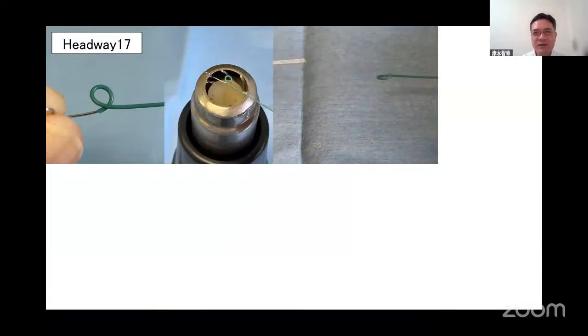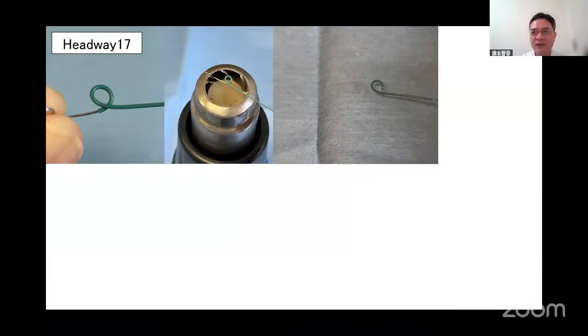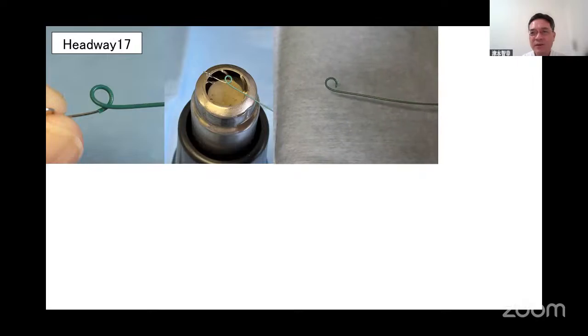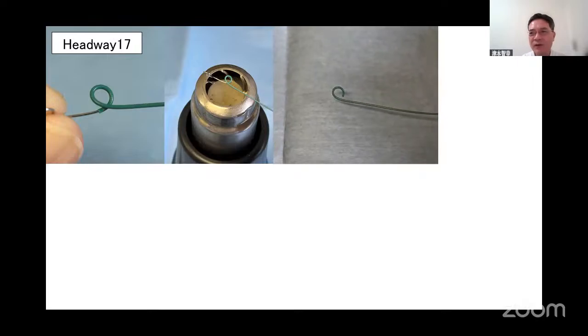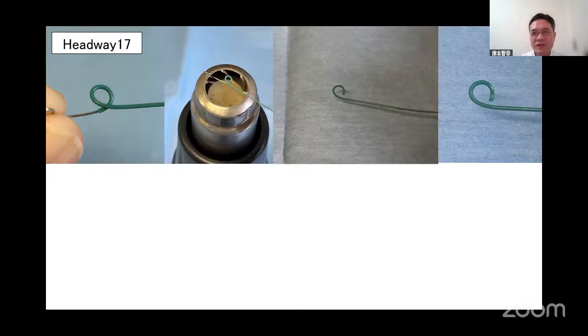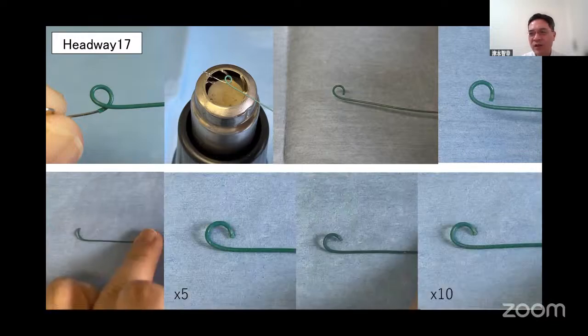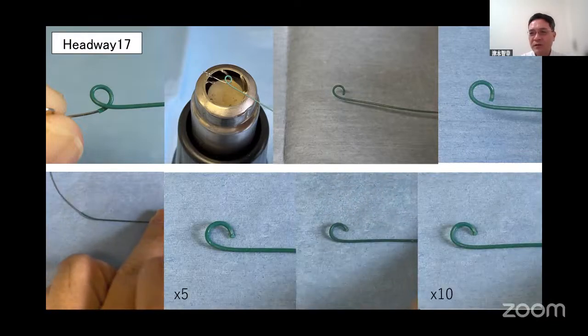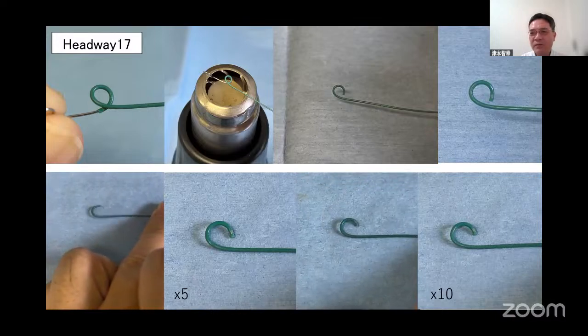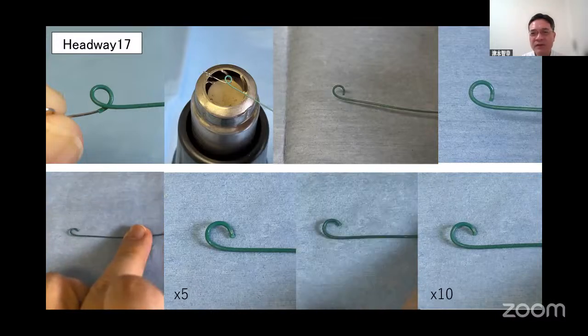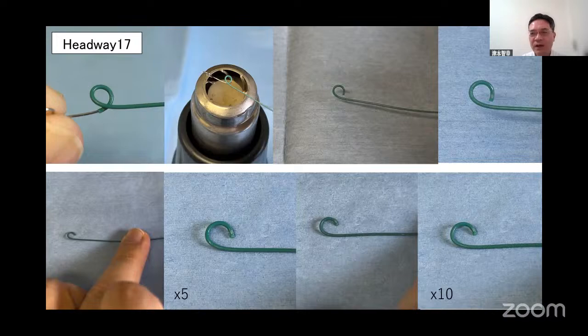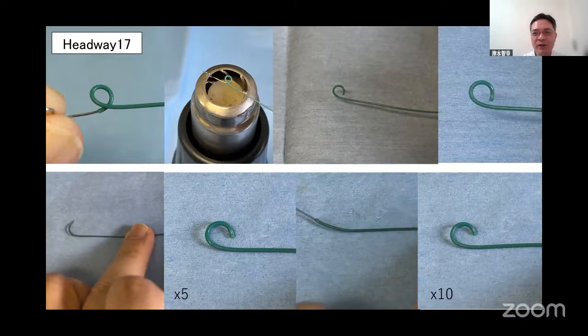So this is the Headway 17 catheter. The pigtail shaping is maintained even after multiple insertions, even more than 10 times. So based on these findings, we believe that the Headway 17 catheter is recommended when strong shaping is required.